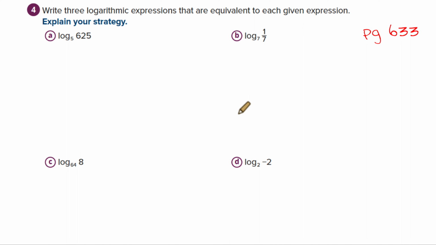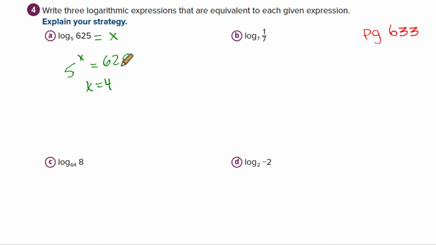So now we're going to turn to page 633, and this is the part of the magic show you will all like. Write 3 logarithmic expressions that are equivalent to the given expression. So there are lots of possible answers. Part A here, 4A, log base 5 of 625. Well, let's just figure out what this is. 5 to what power? Let me set it equal to x. So 5 to the x power has to equal 625. After we do a little bit of figuring out, we're going to know that x has to equal 4 here.